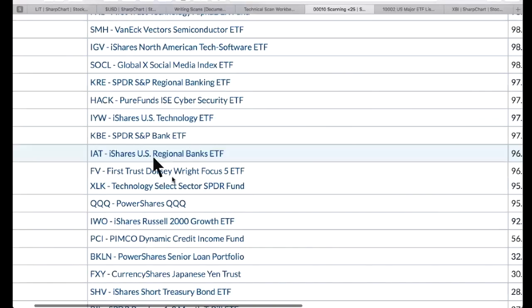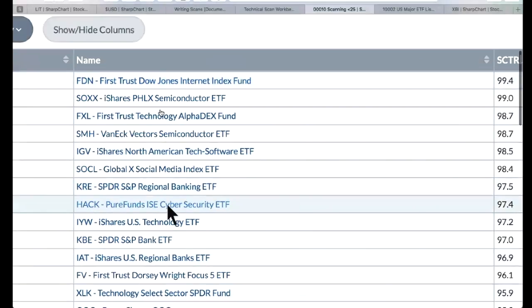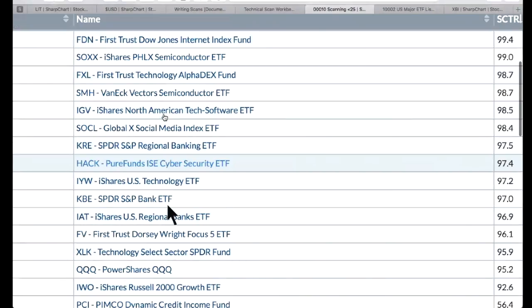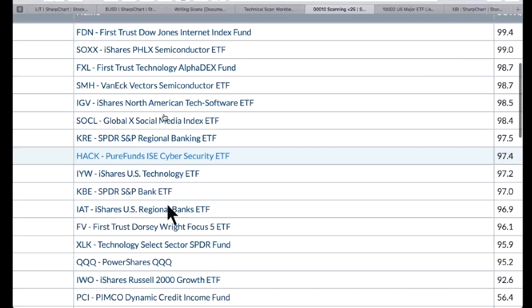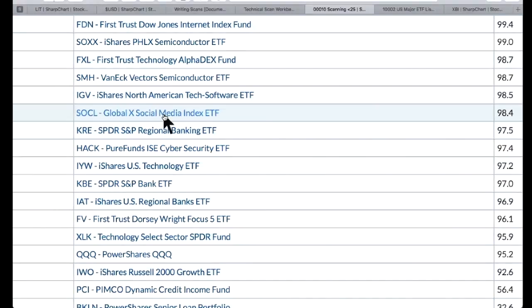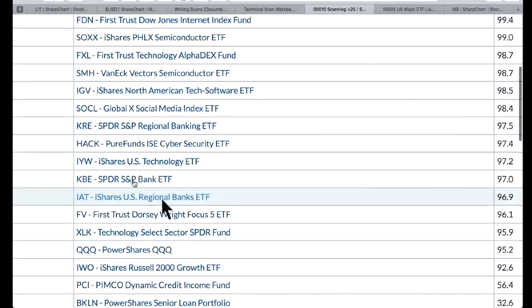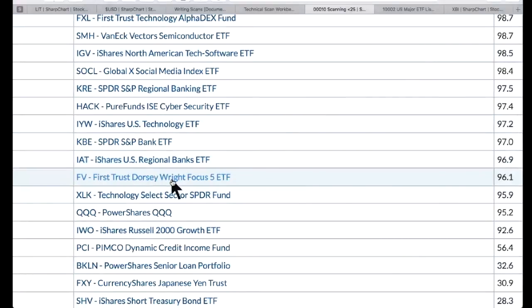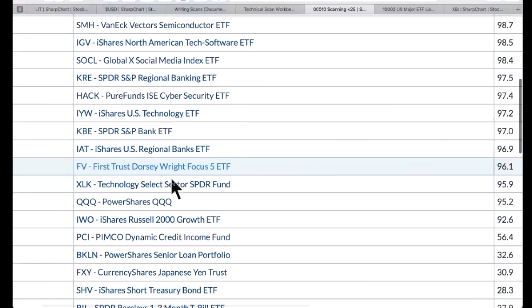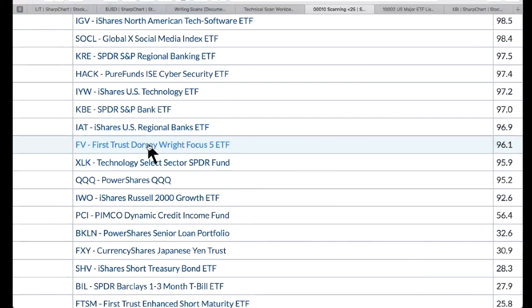So it's internet, semiconductor, technology, there's one regional banking. Even though I heard a stat yesterday that Facebook has 24% less viewership than it did a year ago, I think, and 9% less on Instagram, yet here's the social ETF still flying. This hack ETF is starting to move. And here's the banking. So basically, it's banks and technology. Some of these Dorsey Wright focus ETFs try to find the fastest relative strength stuff and push it to the top. For a long time, this relative strength one underperformed, but it's now starting to perform pretty well.